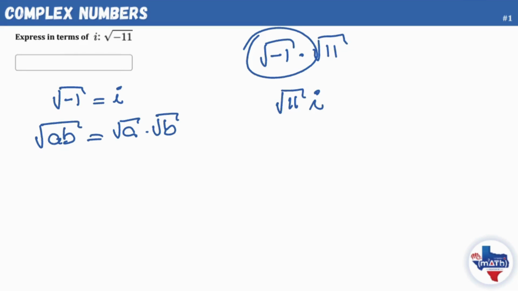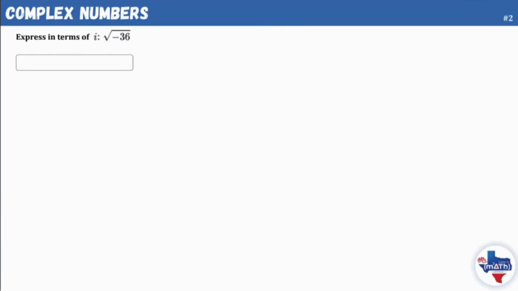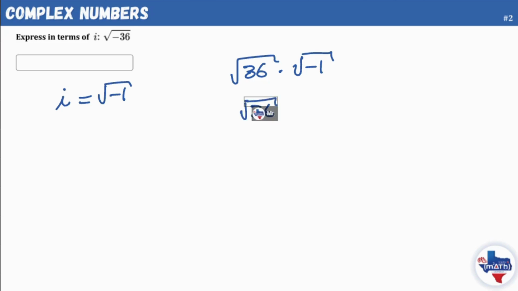Okay, let's check another problem. In this case, we want to solve the root of -36. Once again, we know that i is equal to the root of -1. So this will be equal to the root of 36 times the root of -1, because those two values could be just multiplied. This will be the root of 36, and this is the value of i.